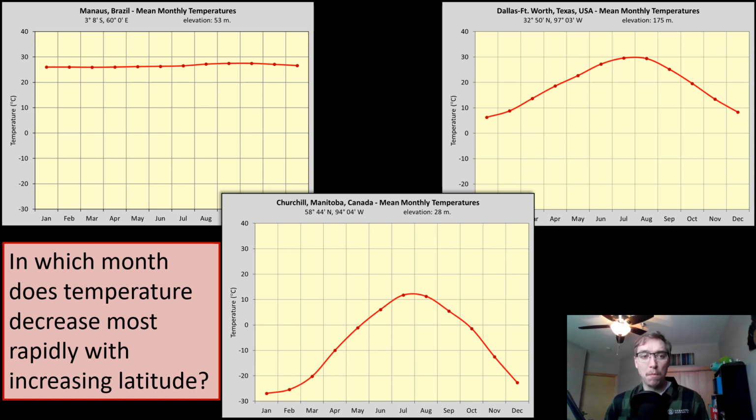To ask, in which month does temperature decrease most rapidly with increasing latitude? We'll take a second, just kind of look at these again. And it looks to be August, right? We see the sharpest drop off starting just after the high sun point during the year and really starting to drop off into mid to late summer as we move towards our fall and winter.